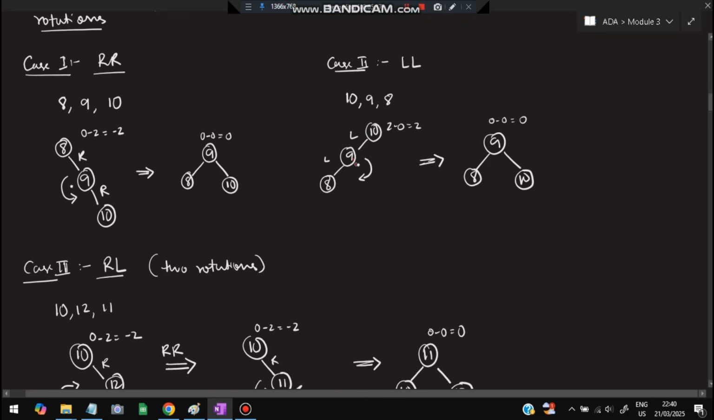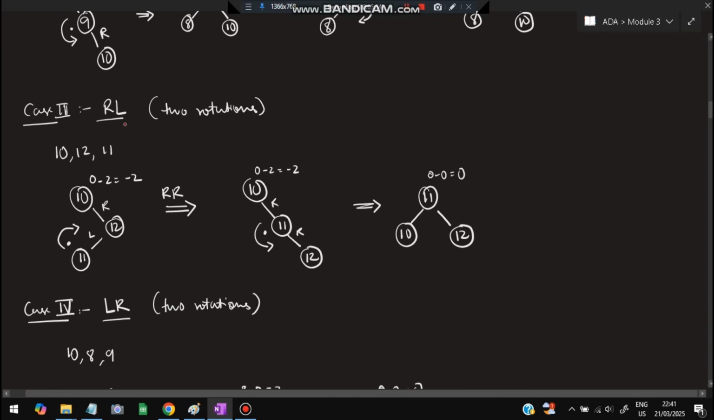So what we have to do is take the middle element and push 10 down. Push 10 downwards. So what will happen? 9 will be the middle element and 10 will be pushed downwards. So again it is 1 minus 1, not 0 minus 0. It will be 1 minus 1, it will be 0. So here also 0, here also 0. Now this is a balanced tree. This operation is called the LL operation.